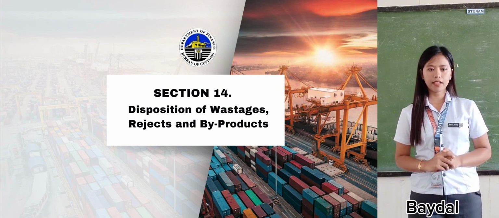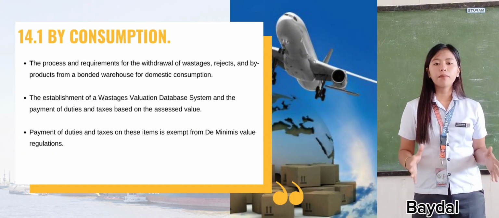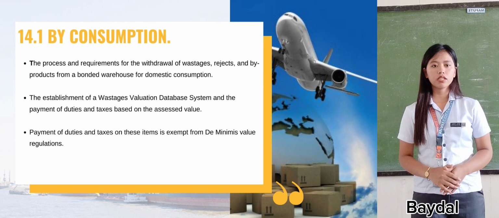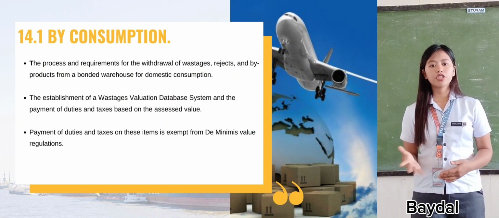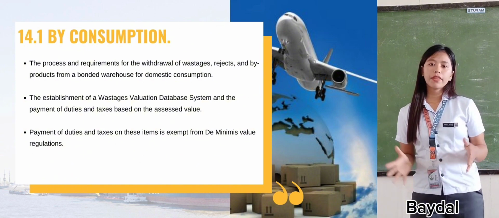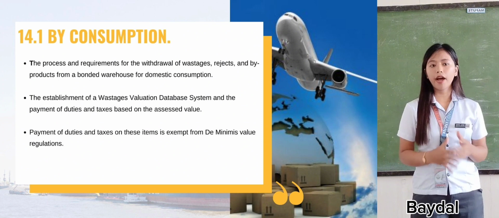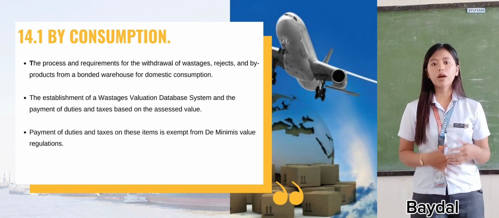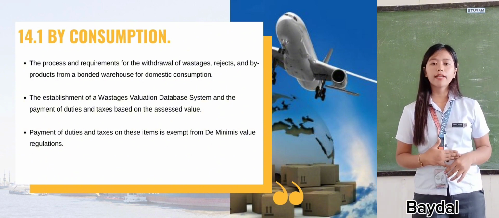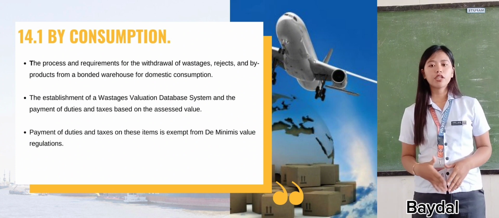wastages, rejects, and byproducts. In accordance with Section 14, subsection 1, by consumption. The process and requirements of the withdrawal of wastages, rejects, and byproducts from a bonded warehouse for domestic consumption is that ana ka pwede mag-withdraw ang mga wastages at byproducts pamaagi sa pag-lodge o goods declaration for consumption. So, unsa man ay goods declaration for consumption? Ang goods declaration for consumption is a document nga nag-provide of information about sa imported goods nga musod sa isa ka country. Required niya sa customs authorities para ma-assess nila o ma-collect ang mga import duties and taxes, also to ensure compliance with import regulations.